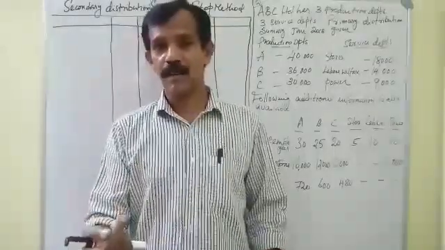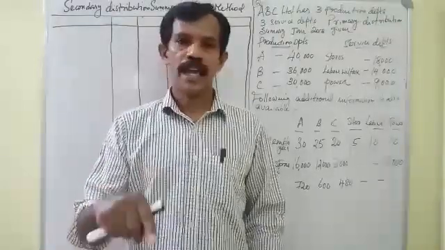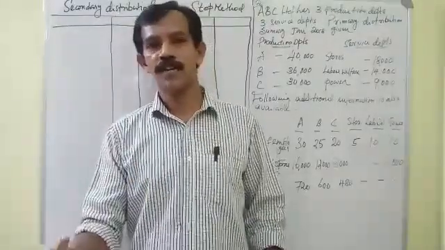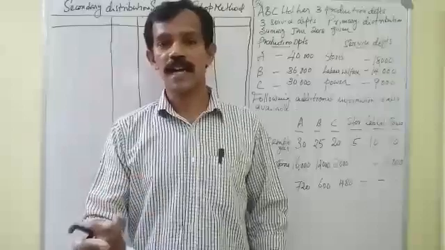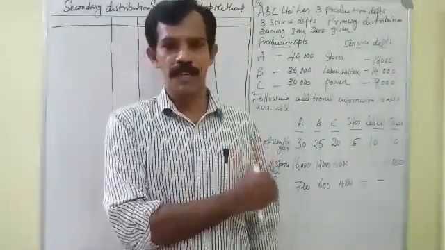In our previous example, A and B were two service departments. A can give service to B, but A doesn't receive back any service from B. That is the assumption behind this step method.